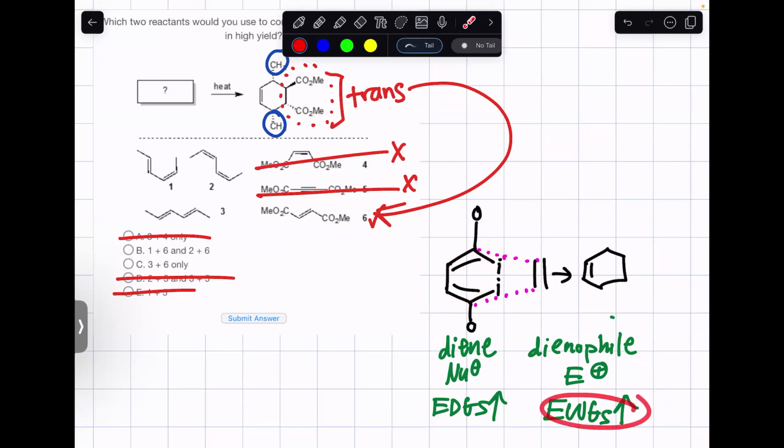We want EWGs on the dienophile because the dienophile is the electrophile, not the nucleophile. And electrophiles are better when they have more positive charge, right? And they're more positive if there are EWGs on it, because EWGs withdraw electrons. They take electrons from the dienophile. Which is why we see here the CO2Me looks something like this.